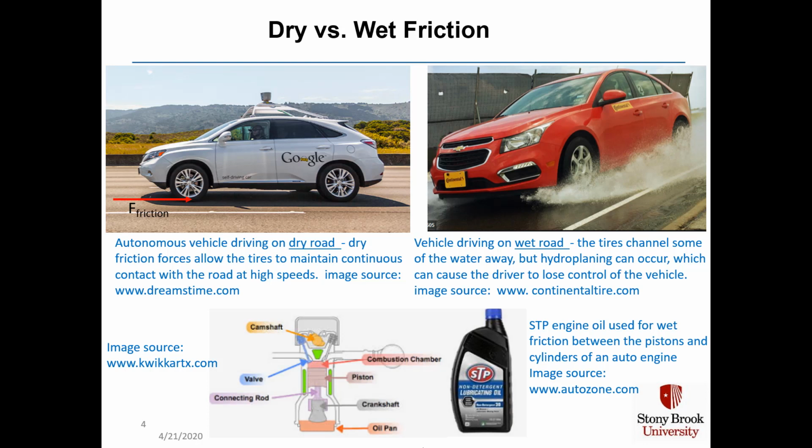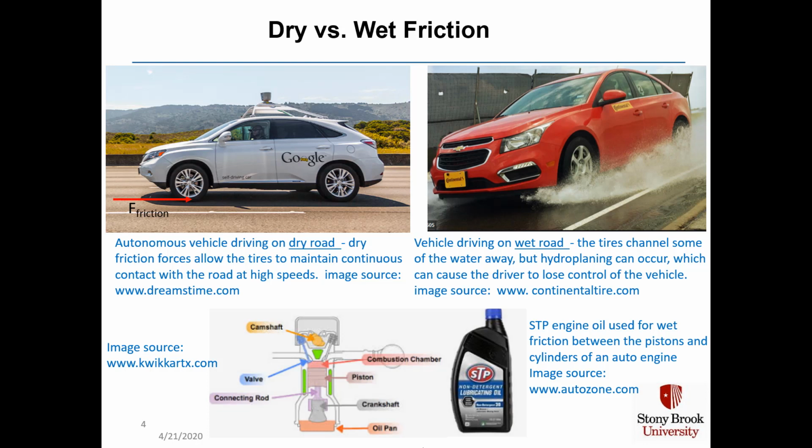Now imagine an autonomous vehicle in the picture on the right side. This vehicle is driving on a wet road in the pouring rain. The tires channel some of the water away, but hydroplaning can occur, which can cause the driver to lose control of the vehicle. Not sure if you want to be in an autonomously driven vehicle in a pouring rainstorm, especially if you're going on a steep downhill, because the algorithm's going to get all confused. The hydroplaning creates a very unpredictable force of friction, and you really would rather have the driver in there to control the vehicle.